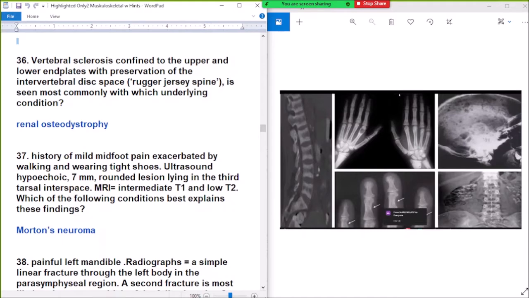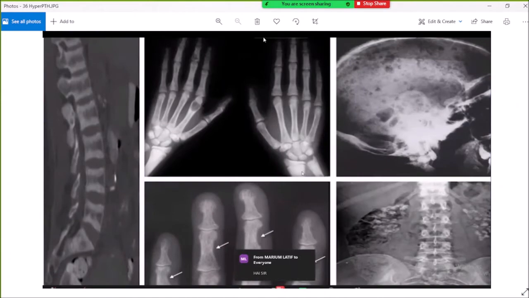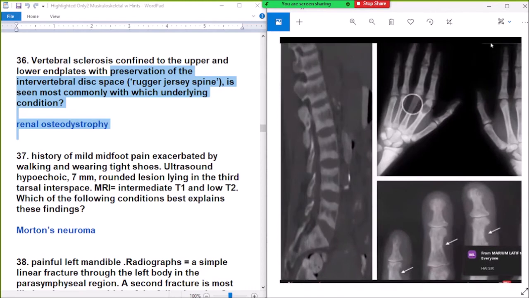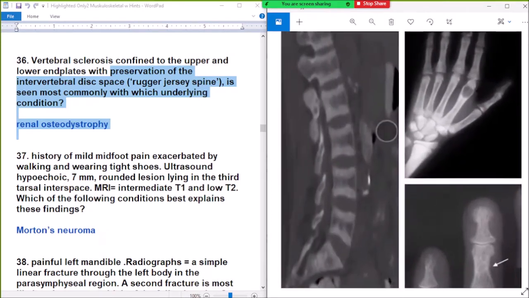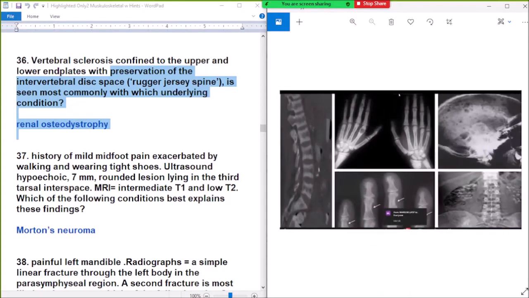Vertebral sclerosis confined to the upper and lower end plates with preservation of the intervertebral disc. Rugger jersey spine is seen most commonly with which underlying condition? Renal osteodystrophy. This is hyperparathyroidism, rugger jersey spine. It is vertebral sclerosis confined to the upper and lower end plates with preservation of the intervertebral disc space. Most commonly seen in renal osteodystrophy, hyperparathyroidism.